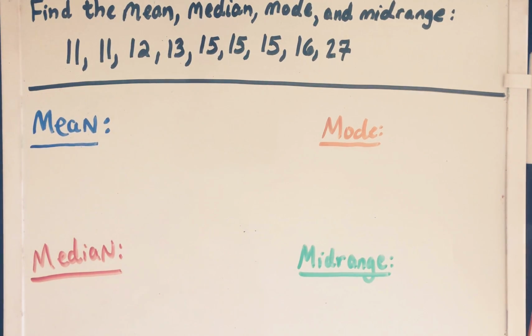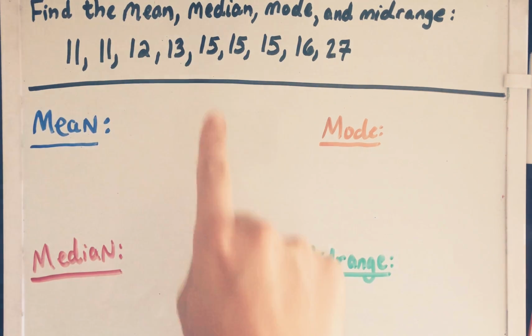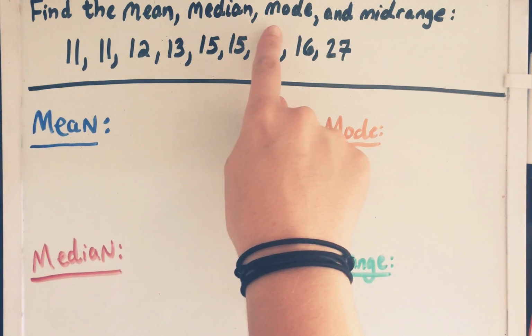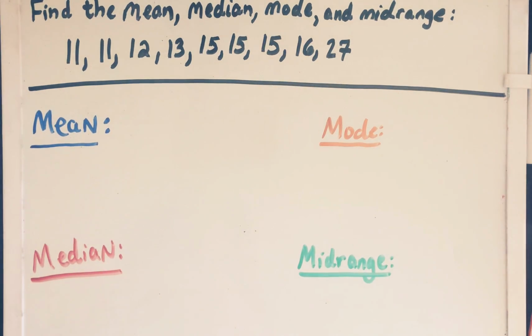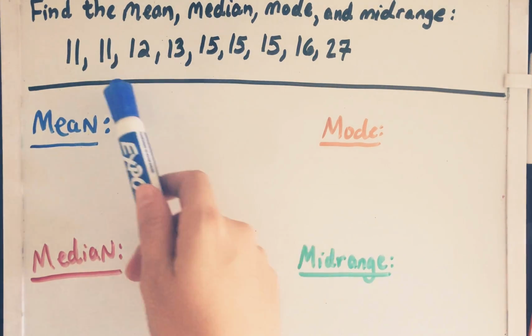class. I wanted to make a video from a homework example here of finding the measures of central tendency when given some raw data. Again, the measures of central tendency are the mean, median, mode, and midrange. So here we have a small data set, and they've already sorted the data from small to high.